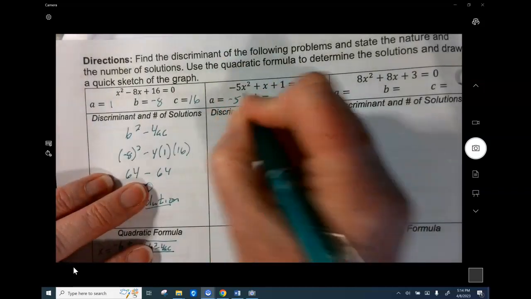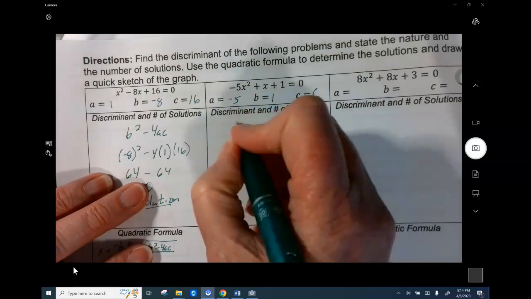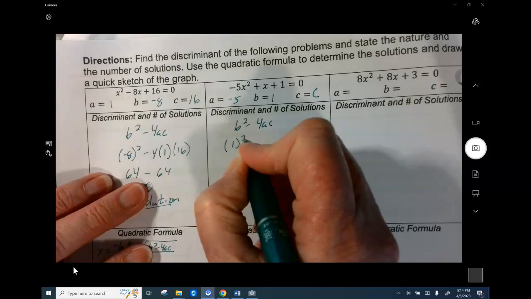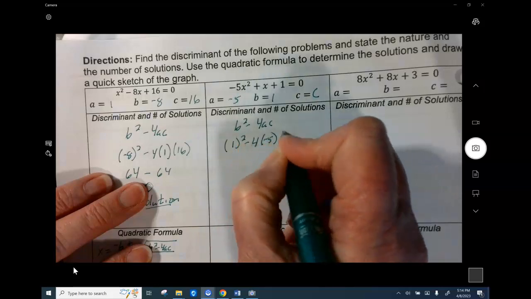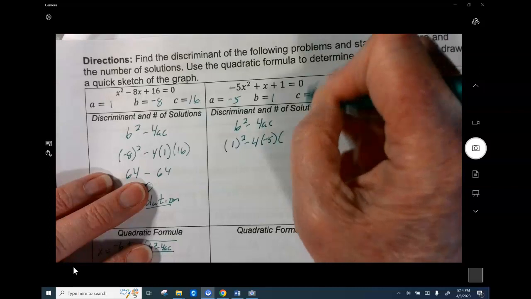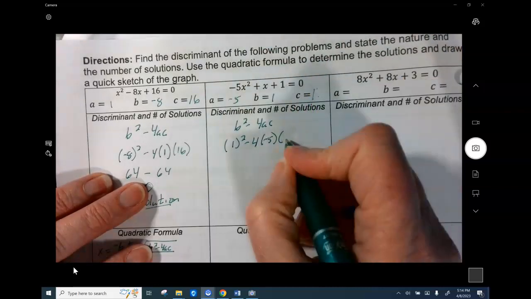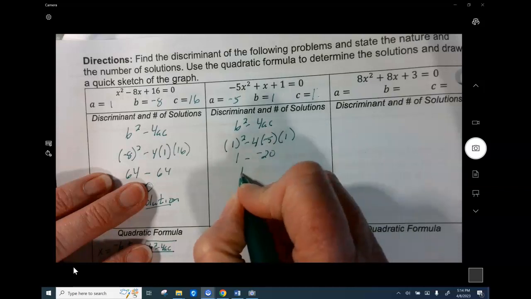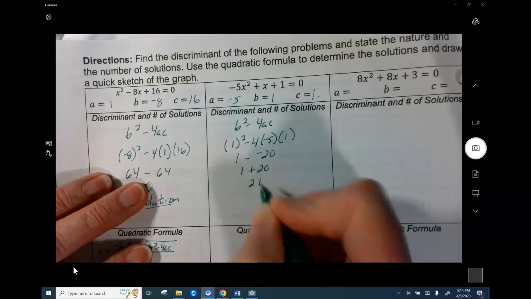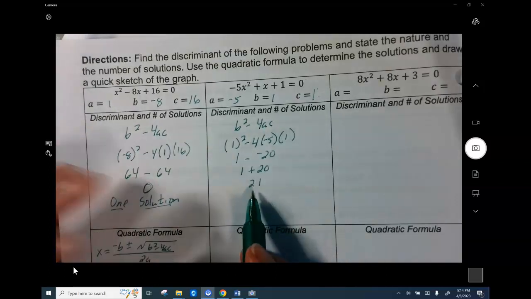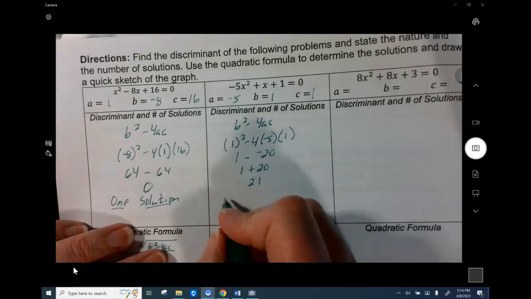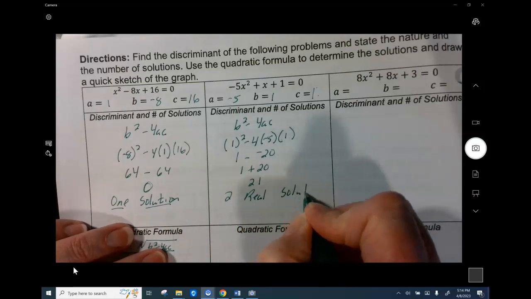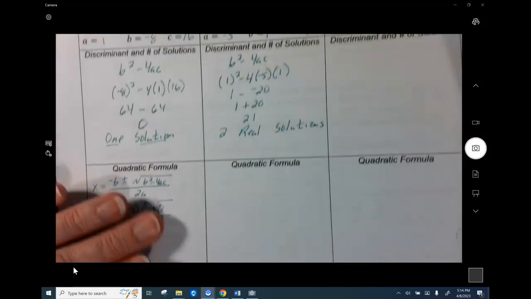A is negative 5, B is 1, C is 1. So discriminant, b squared minus 4ac. B is 1, A is negative 5, and C is 1. So I get 1 minus negative 20, that's 1 plus 20, that's 21. Okay, is that positive? Is that greater than 0? Yes. So therefore we know we have two real solutions. Okay, so we have two solutions.